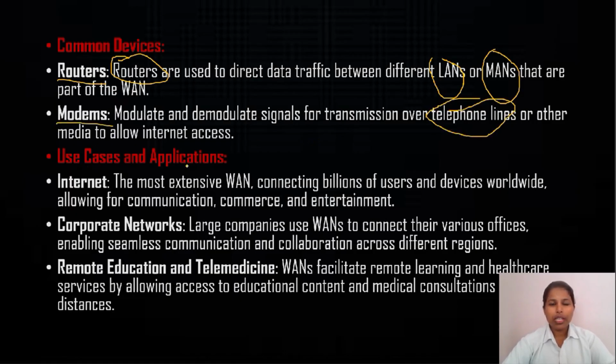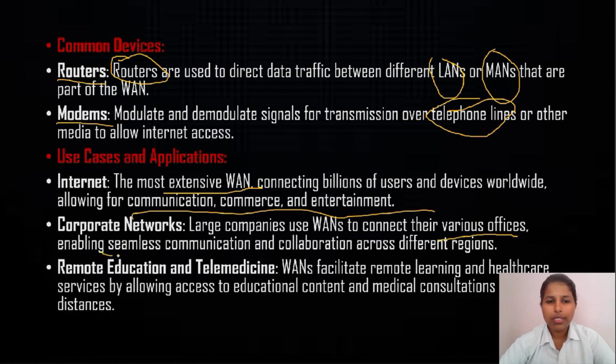The use cases and applications of the WAN. First is the internet, that is the most expansive WAN, connecting billions of users and devices worldwide, allowing communication, commerce and entertainment purposes. And the corporate network, that is, large companies use a WAN to connect their various offices, enabling seamless communication and collaboration across different regions. And also remote education and telemedicine, so that WAN facilitates remote learning and healthcare services, allowing access to educational content and medical consultation from long distance.